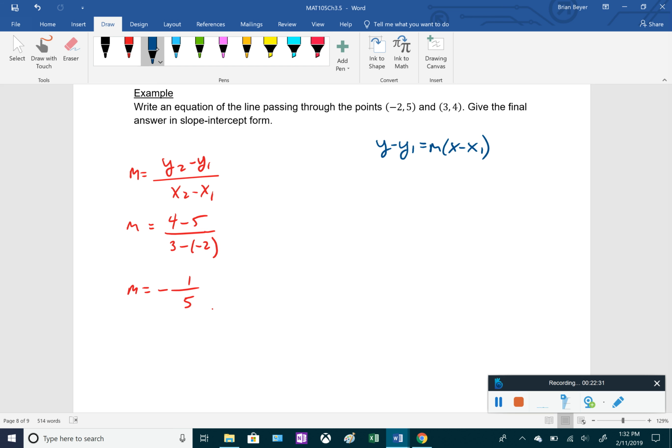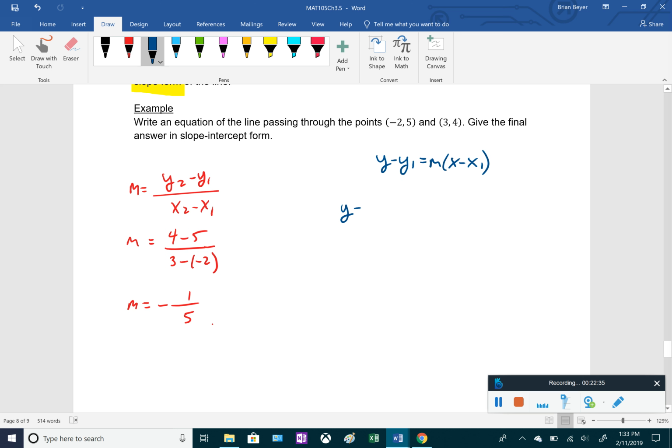So we can pick whichever point we want to plug in. I'm going to use 3, 4 as the point to plug in. You could use negative 2, 5 if you want. I'm just avoiding the negative for no real reason. So it's going to be y minus 4 equals m, which we found was negative 1/5, times x minus 3.